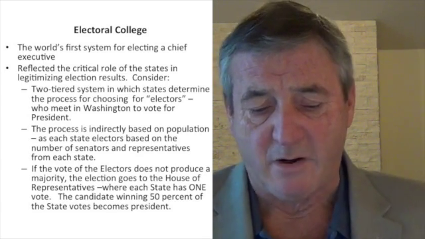Now, over time, the process, although always indirectly based on population, did evolve. 24 states now require the elector to be chosen by the people in an election and require the result of that election to be cast in the vote on December 15th. Not all states require it by law, but all states practice it. Some are required by law, some practice it.